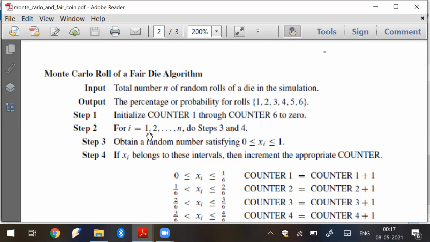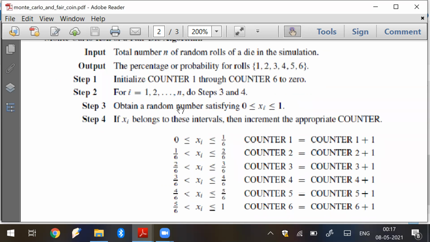Then for i starting from 1 up to small n, that means how many trials you are doing, throwing the dice, or how many times you are randomly generating the numbers, for each of those steps you have to repeat steps 3 and 4. So what is our task? Random number generation, and the random number should lie between 0 and 1. Then if xi belongs to these intervals, increment the appropriate counter.